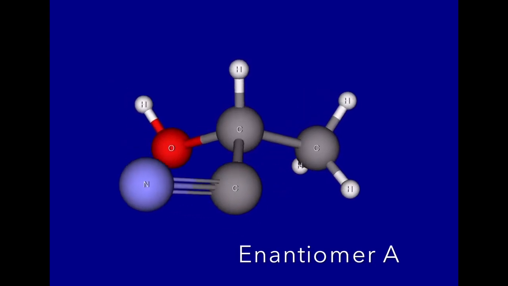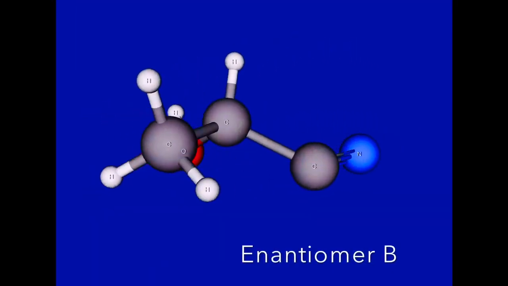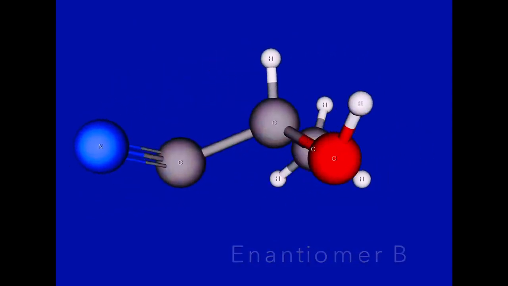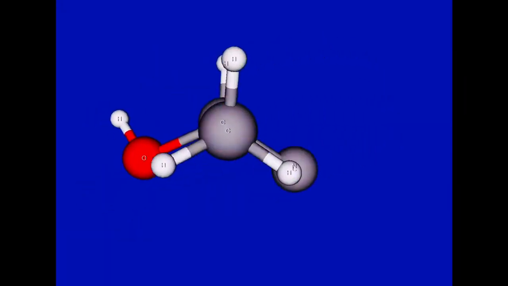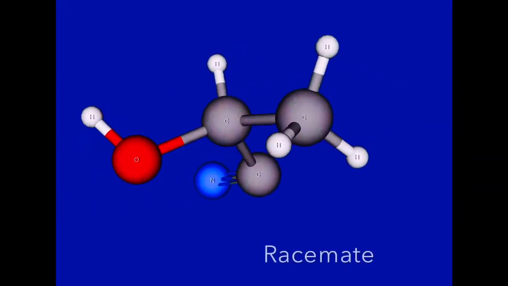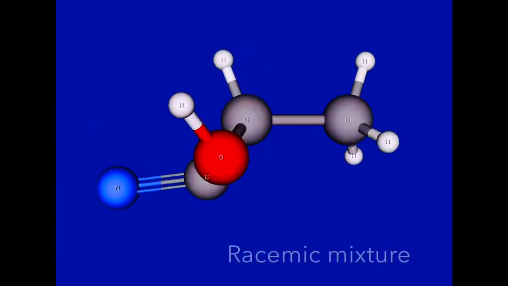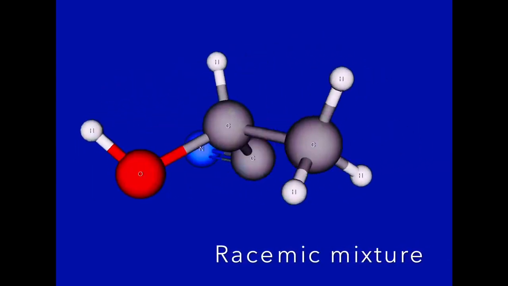These are the two enantiomers of 2-hydroxypropane nitrile, rotating plane polarised light in different directions. An equimolar mixture of both enantiomers will result in no optical isomerism, and the mixture is called a racemate.